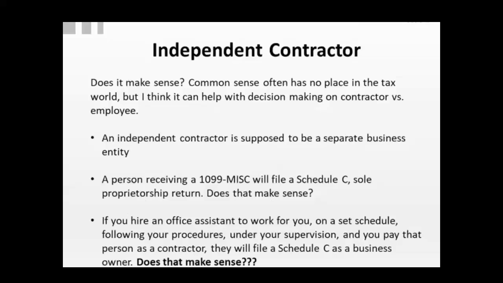Independent contractors are supposed to be separate business entities. Someone who gets a 1099 miscellaneous or NEC will file a Schedule C as a sole proprietor business. Does that make sense? Something I've encountered is business professionals hiring office assistants, and those assistants work a set schedule following that professional's office procedures under their supervision, but they pay that person as a contractor.